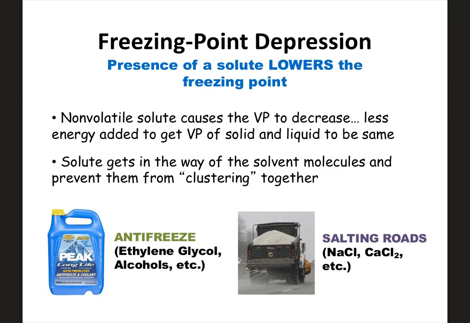The next property we're going to look at here is freezing point. Anytime you add a solute to a solvent to form a solution, the freezing point is always going to be lower. The freezing point of the new solution will always be lower than the solvent itself. So we call this freezing point depression. Basic gist, you have this solute causing the vapor pressure to decrease, like we already know. So less energy needs to be added here to get the vapor pressure of the solid and the liquid to be the same in order for it to freeze.